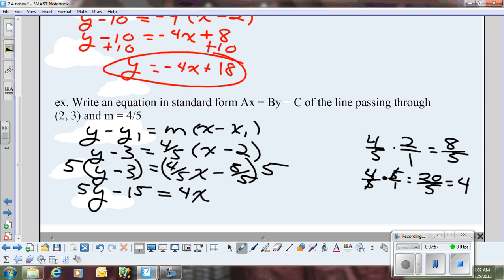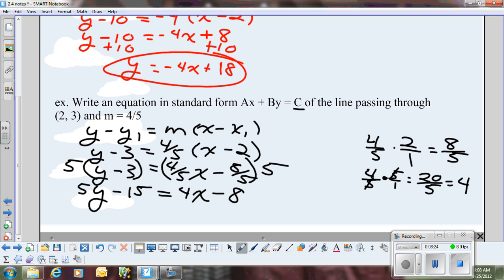So I get 4x. What's 8/5 times 5? 8. So it's going to be minus 8. Okay, and now I've got all integers. Now I still need to make it be in this form. So whatever has the x with it has to be first. And then I have whatever has the y with it. And then I have anything that doesn't have x and y, the constants, on the right side.